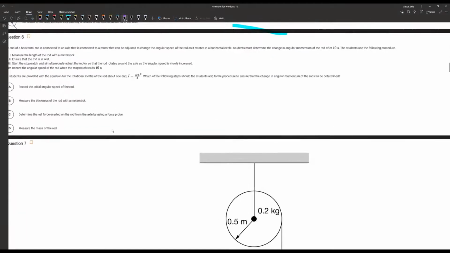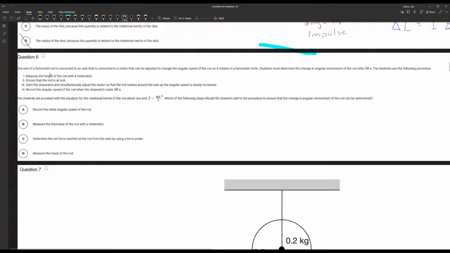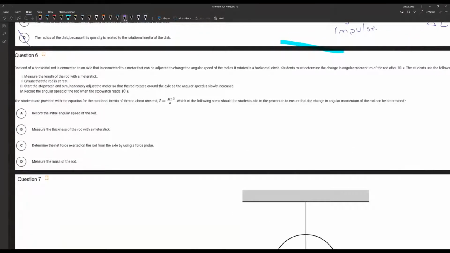I think I can zoom in for this one. Oh, wait. Oh, this thing has positional zoom. 67 lessons later, I figured that out.